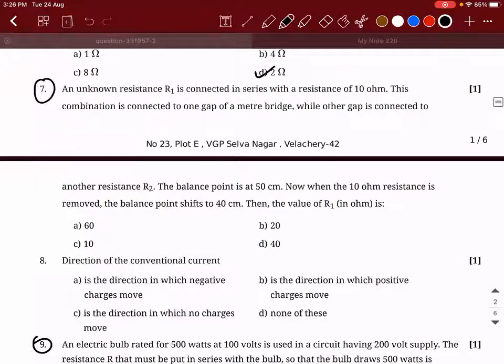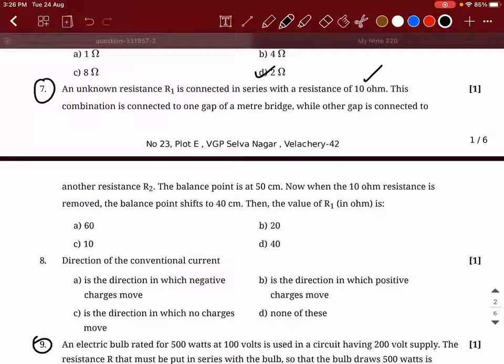Next, seventh one. An unknown resistance R1 is connected in series with a resistance of 10 ohm. The combination is connected to one gap of a meter bridge, while the other gap is connected to another resistance R2. The balance point is at 50, the midpoint. Now, when the 10 ohm resistance is removed, the balance point shifts to 40. Then the value of R1 in ohm is. How to do this?